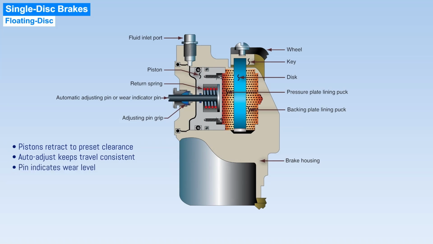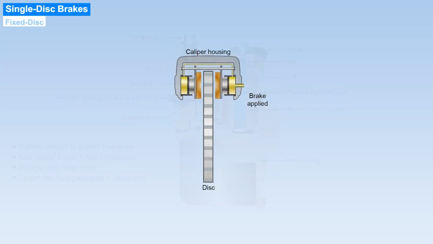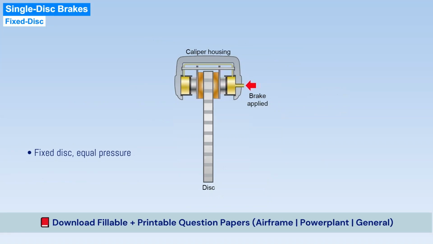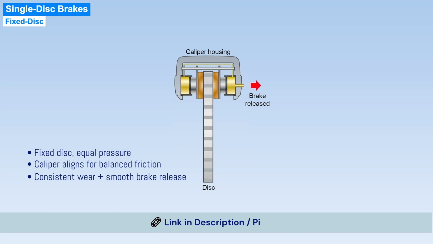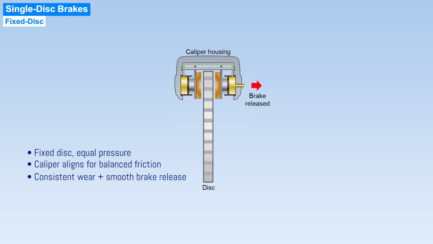The adjusting pin also serves as a visual wear indicator, with the required minimum protrusion specified by the manufacturer. The caliper contains internal passages for fluid flow and includes a bleed port for removing air from the system. Brake bleeding must be performed according to the manufacturer's maintenance procedures. Fixed disc brakes ensure equal pressure is applied to both sides of the disc without allowing disc movement. Their design focuses on precise caliper alignment and piston operation to maintain consistent friction, proper wear characteristics, and reliable brake release without dragging.